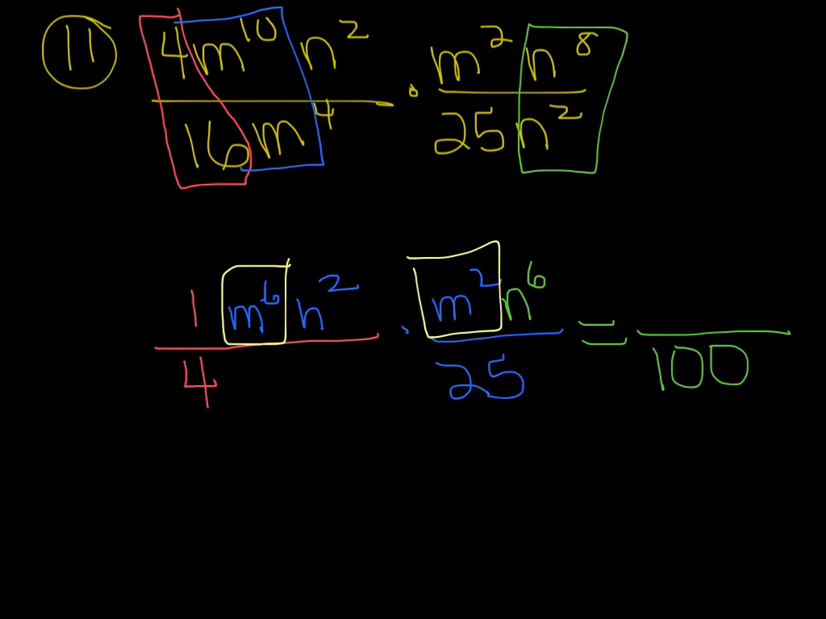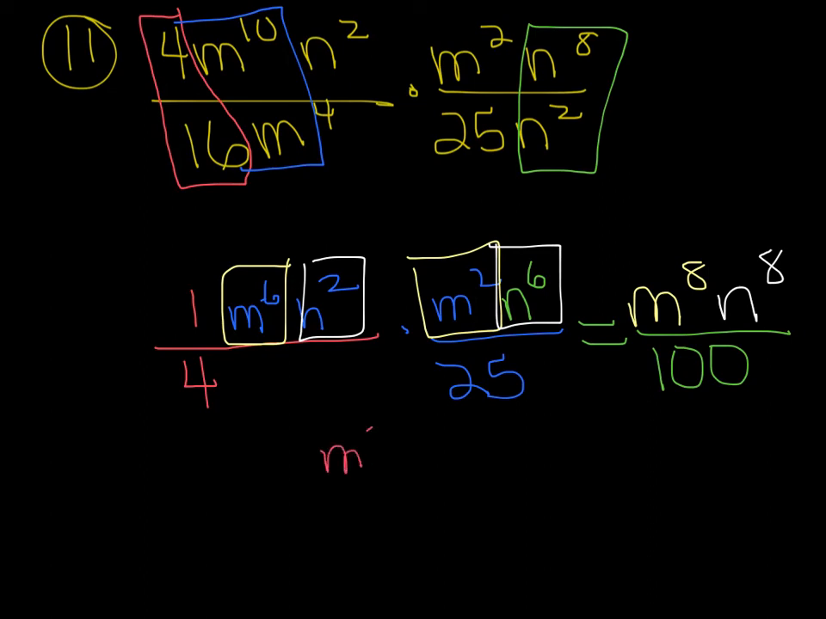Unfortunately, you can't put together m's and n's. It's not going to work. They're different variables, so you can't really do anything with them. So multiplying across, m to the 6th times m to the 2nd is going to give me m to the 8th. Same thing, multiplying across, n to the 2nd times n to the 6th is going to give me n to the 8th. So actually what I have right there is my answer. M to the 8th times n to the 8th all over 100.